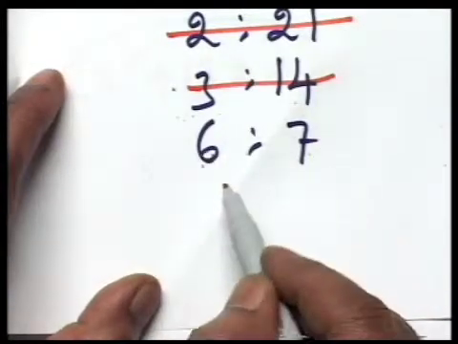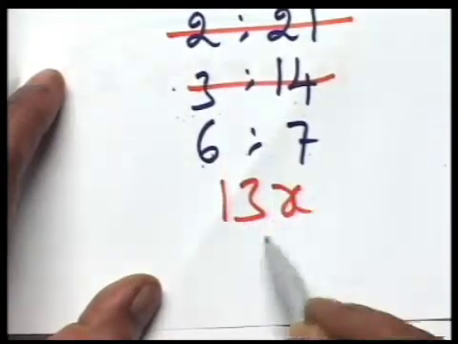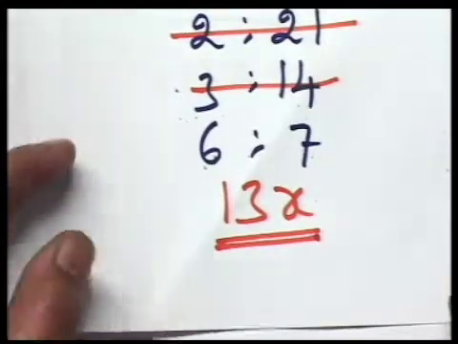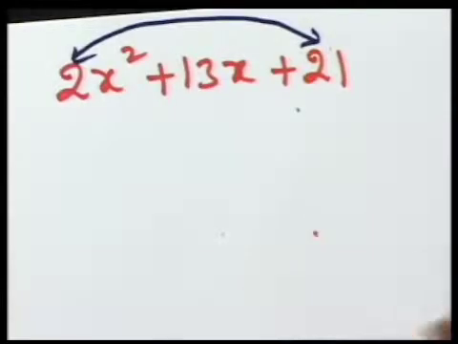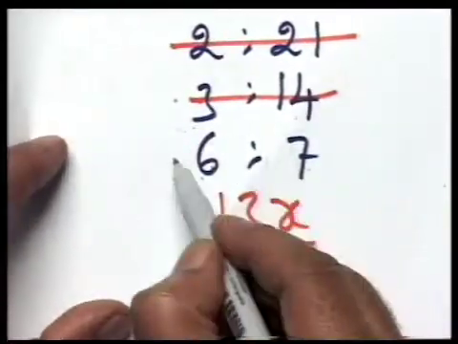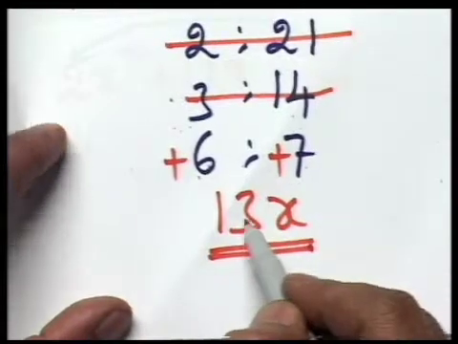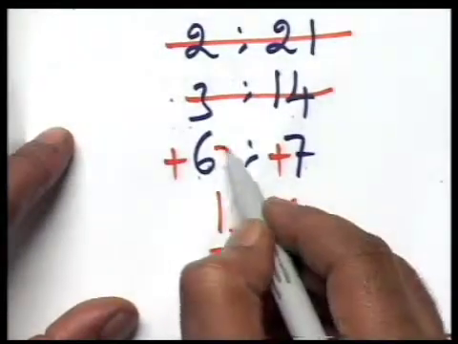6 add 7. Come on, guys. 6 add 7. You got it, right? Now, what are the signs? Of course, this question has all plus, plus, plus, so we don't care. Everything should be just plus and plus. So we are going to split 13x into 6x and 7x in our next step.